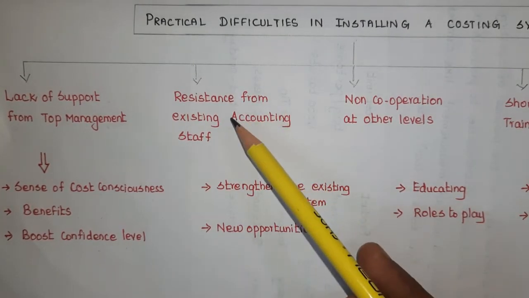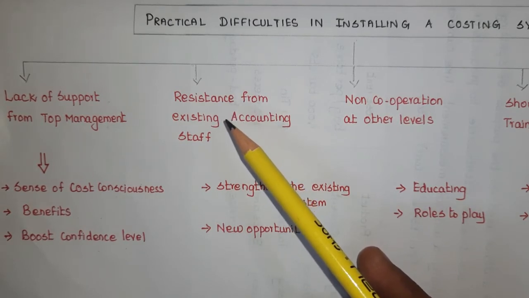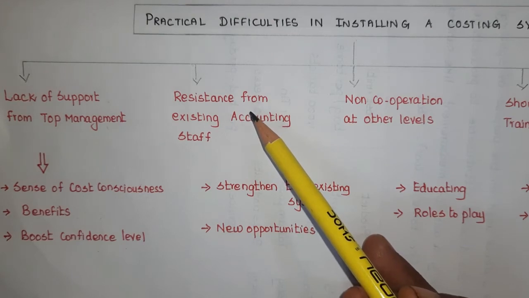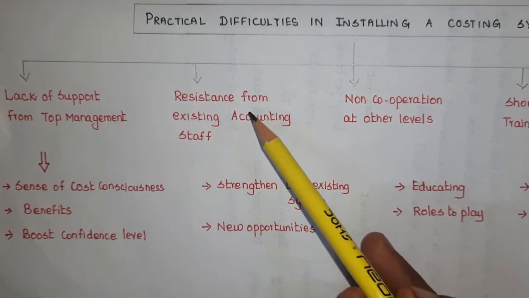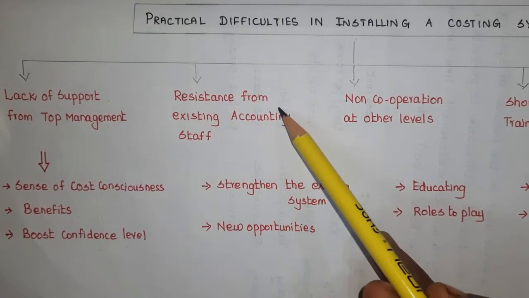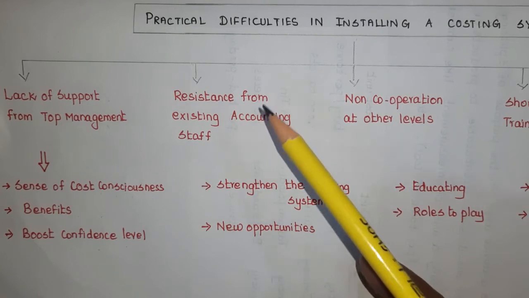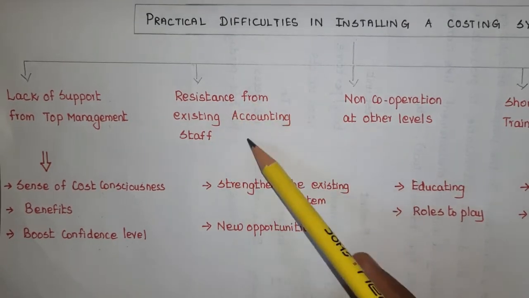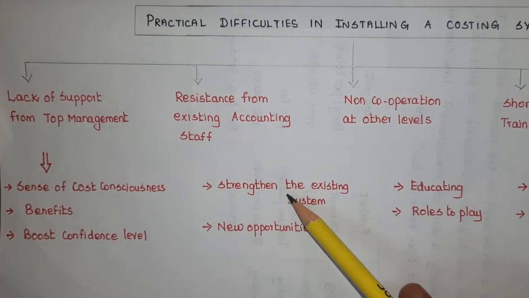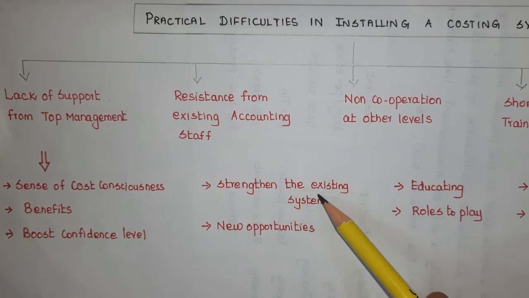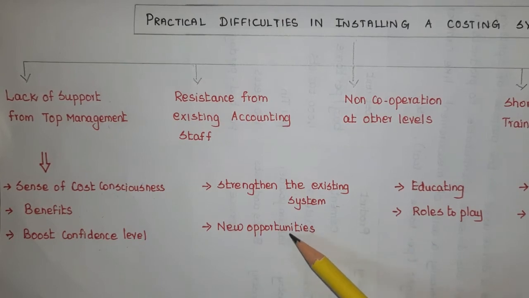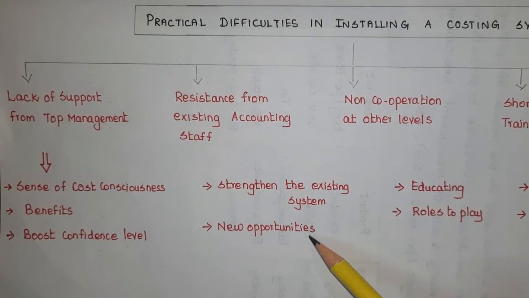The next practical difficulty faced in installing a costing system is resistance from the existing accounting staff. That is, the existing accounting staff may resist the costing system because of fear of replacement or losing importance. This difficulty can be overcome by these 2 points. That is, by explaining that the costing system would not replace but strengthen the existing system, and by assuring that it will create new opportunities for the staff.